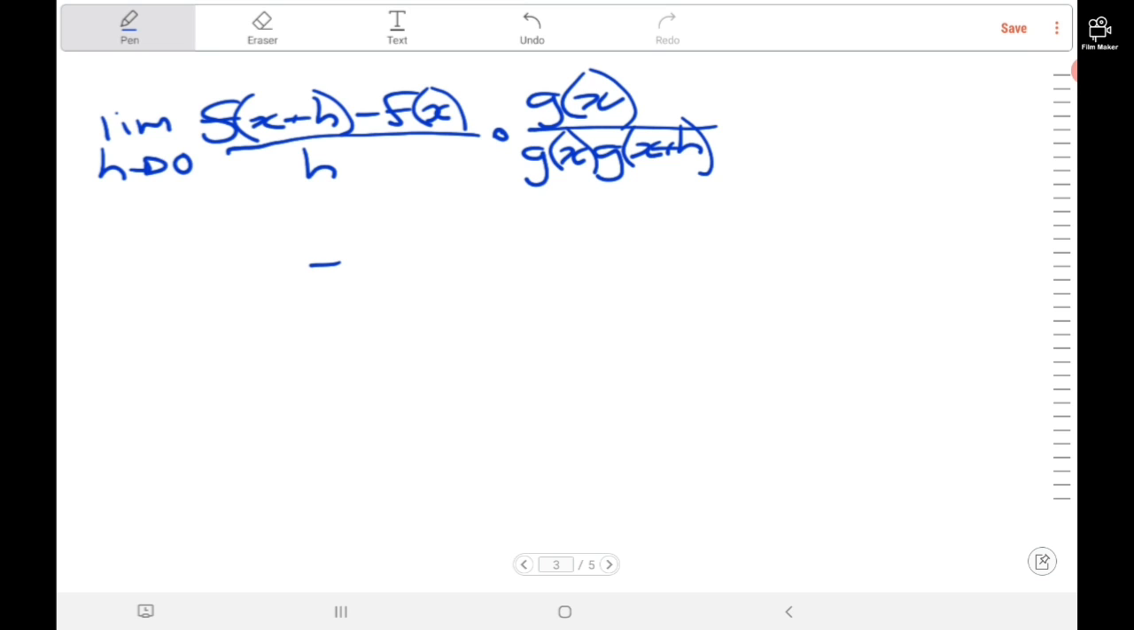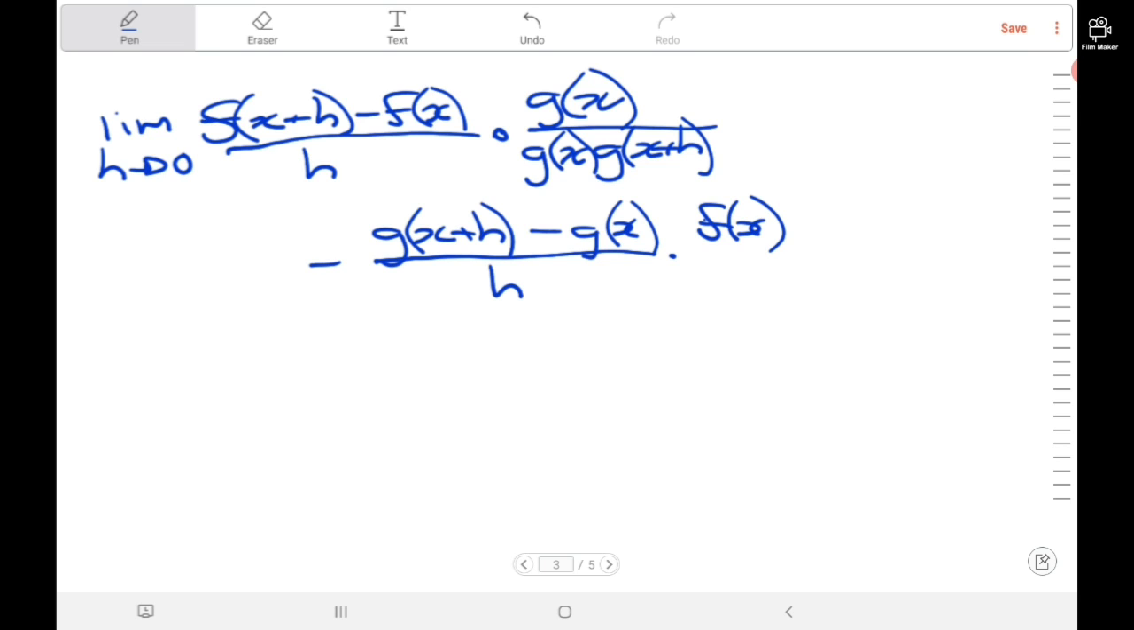And our other term, we have a g of x plus h minus g of x divided by h, and the remaining terms are an f of x in the numerator and a g of x times g of x plus h in the denominator. So this is just rewriting the line we just had, but making sure that things are separated a little.